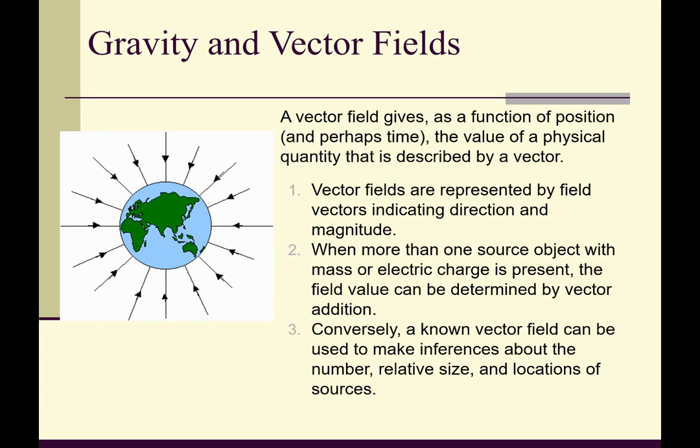So when you look at these vectors, you can see that they're indicating direction, okay? But then magnitude, you can see magnitude based on how close they are, okay? So your lines are going to be closer together here, and they're getting further apart here as you're moving away, okay? When more than one source object with a mass or electric charge is present, the field value can be determined by vector addition. Conversely, a known vector field can be used to make inferences about the number, relative size, and location of the sources.